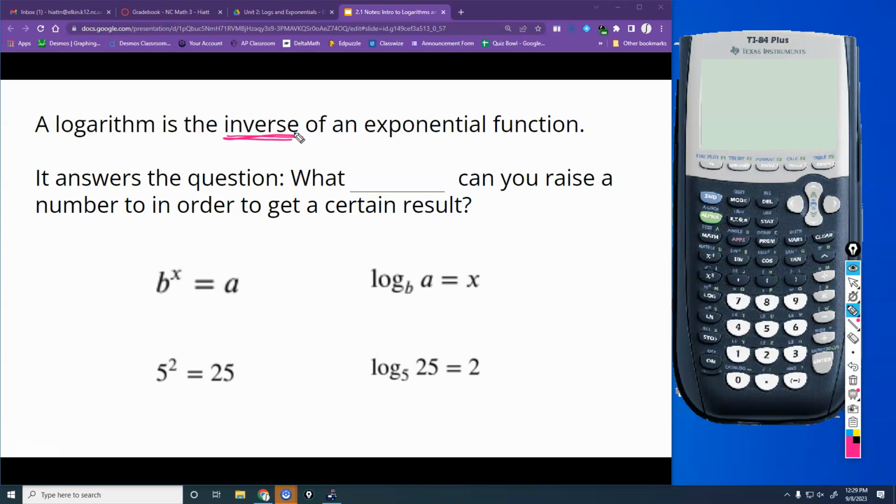The inverse of an exponential is a logarithm. So whenever I was saying we got this 3 and we need to get rid of it, that's where the log is going to come in. A logarithm answers the question, what power can you raise a number to in order to get a certain result? So when we get to the equation part, our power is going to be our variable. That's where we're going to be trying to solve.